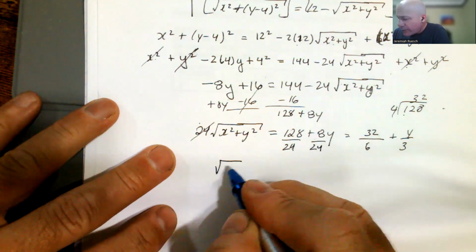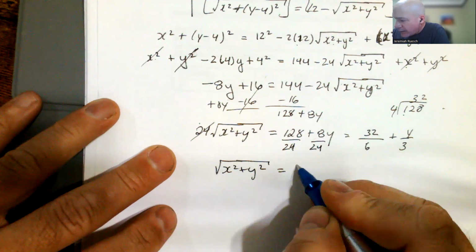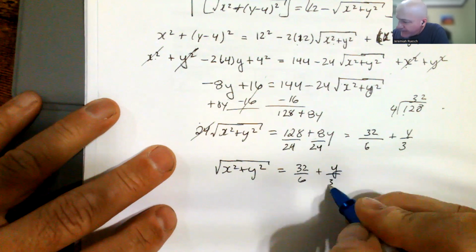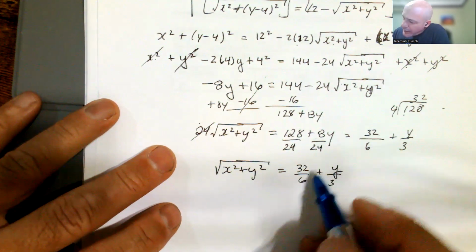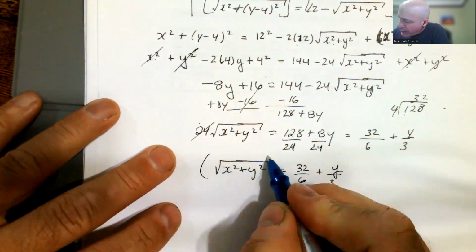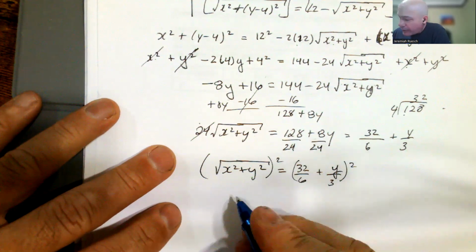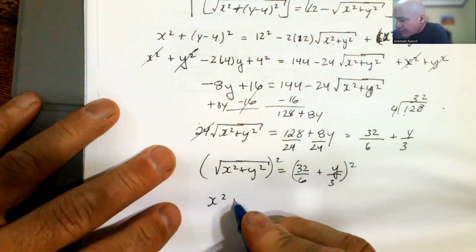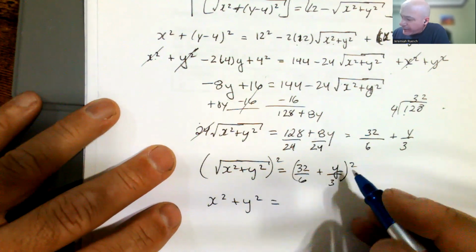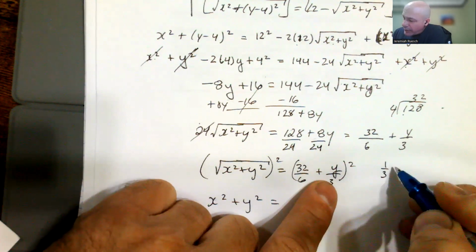So we have the square root of x squared plus y squared is equal to 32 over 6 plus y over 3. Okay. That's good. And now I'm going to square all of this. Okay. And so those are going to cancel out. So you're going to get x squared plus y squared equals. And now all you have to do is multiply this out. I should note that I could pull out a 1/3.